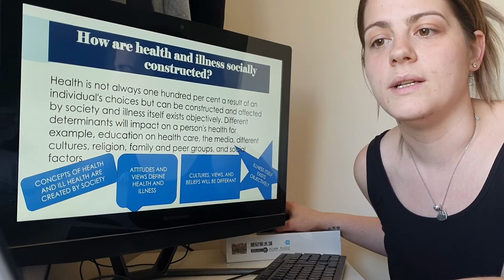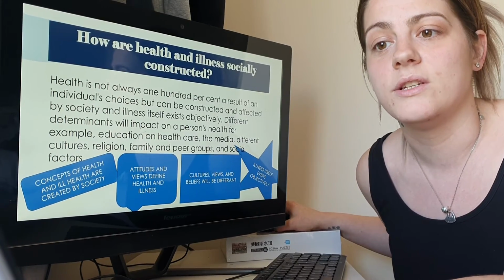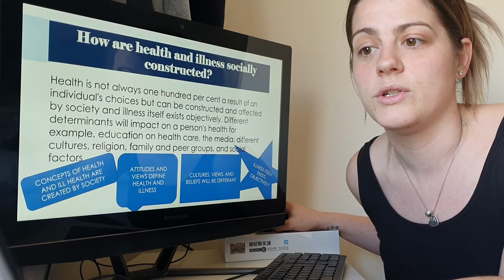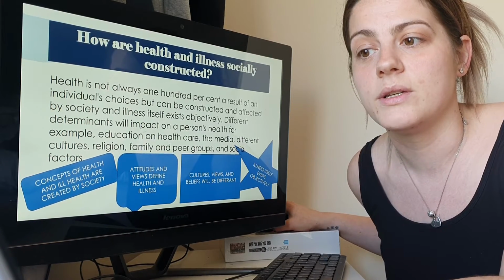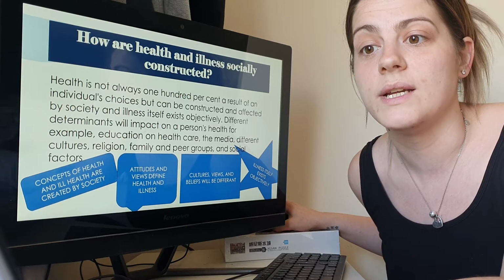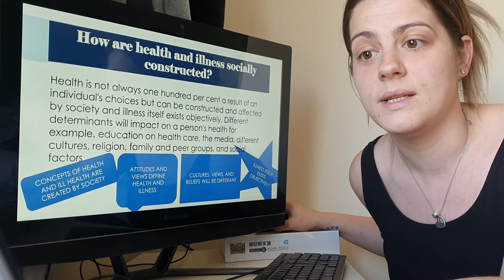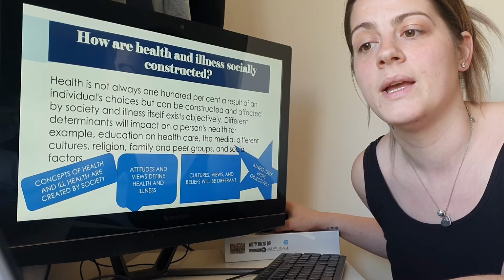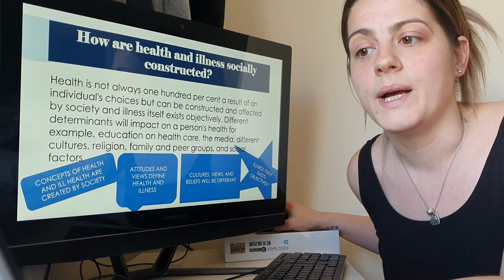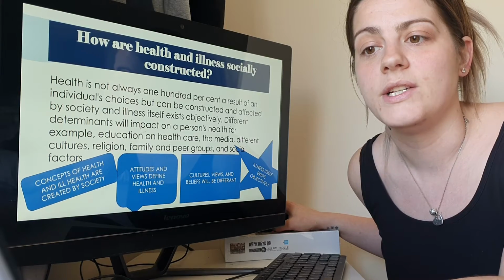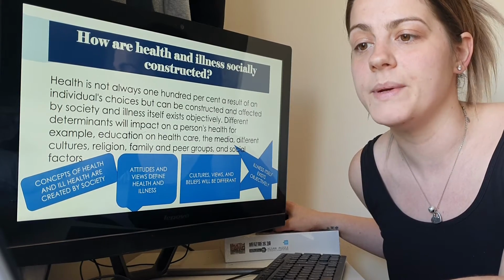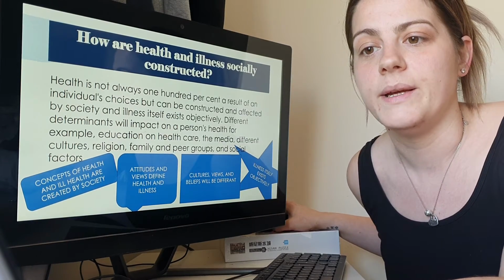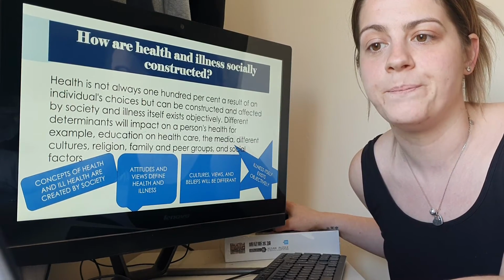So how are health and illness socially constructed? Health is not always 100% a result of an individual's choice, but can be constructed and affected by society, and illness itself exists objectively. Different determinants will impact on a person's health, for example, education on healthcare, the media, different cultures, religion, family and peer groups, and social factors.